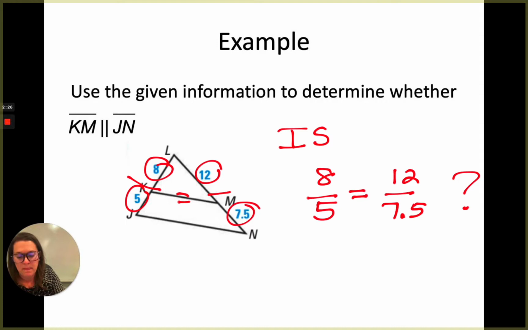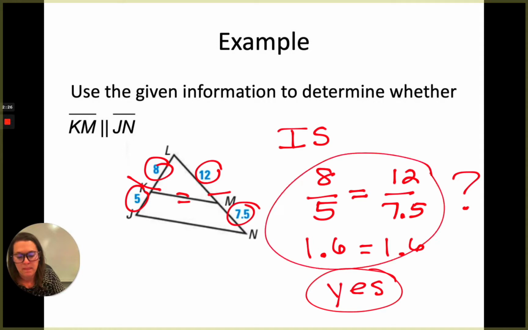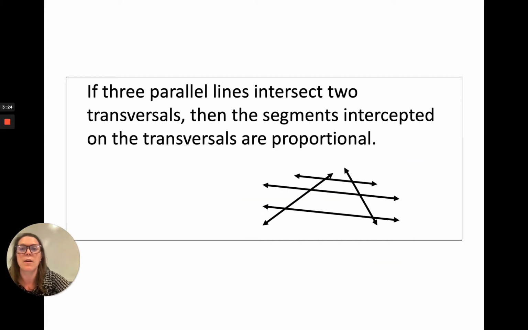So how do we check if they're equal? Just divide them on our calculators. 8 divided by 5 is 1.6. 12 divided by 7.5 is 1.6. So since they are equal, we would say yes, they are parallel. If those were not the same decimal, then we would say no, they're not parallel. But it's important to show this work. Otherwise, you have a 50-50 guess of just guessing it right.